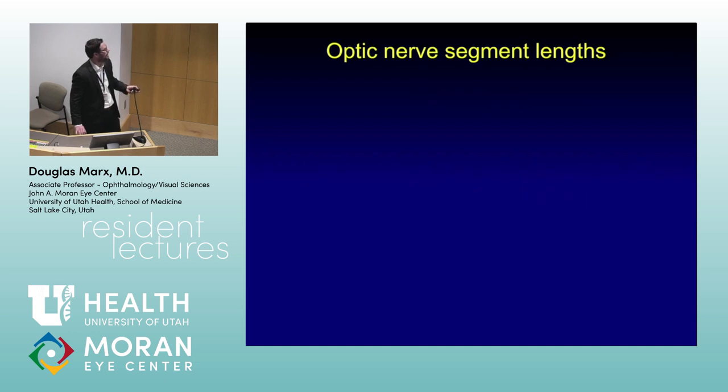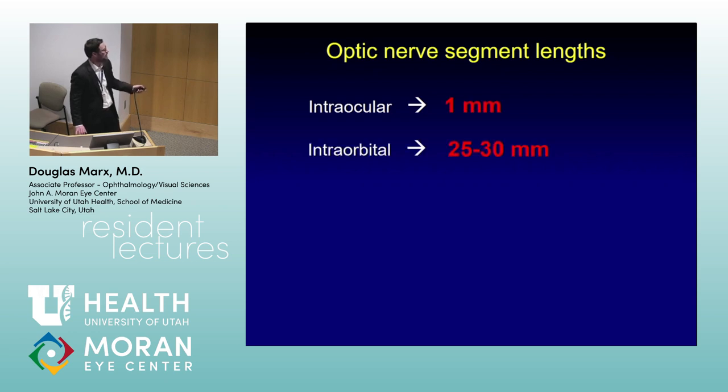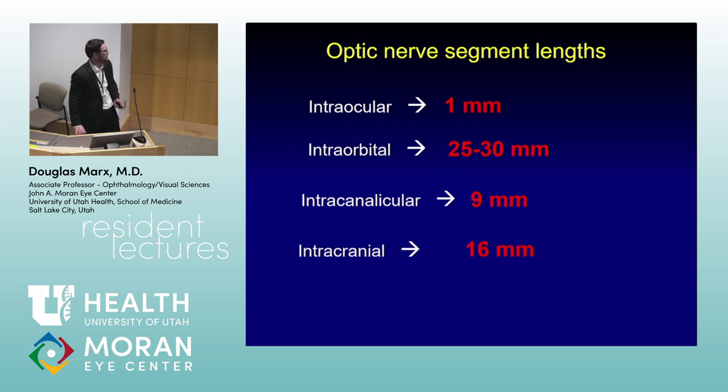So, this is stuff he's got to memorize. So intraocular, millimeter, intraorbital. This becomes a big deal for me. Like when I'm doing an optic nerve glioma resection or something like that, or an enucleation, if they have an intraocular tumor or something, I want to try to get as much of the nerve segment as I can. So when Nick says to me he has 22 millimeters or 25 millimeters of optic nerve, I'm like, sweet, that's pretty good. But if I have like 2 millimeters or something, I'm like, probably should add more. Intracanalicular 9, right? And then intracranial is 16.